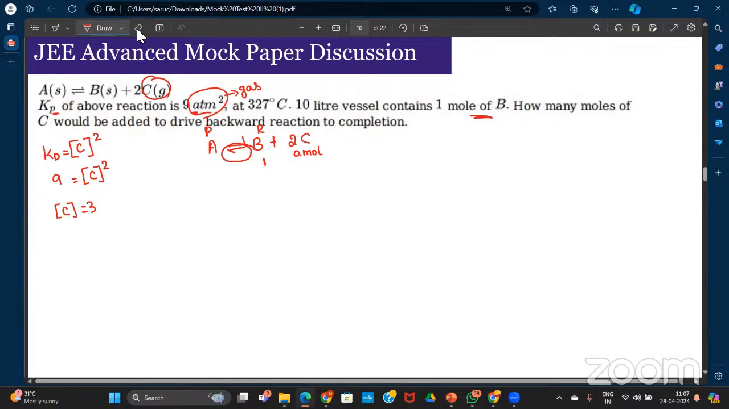So concentration is A mole. After the reaction is done, A minus, it is for the backward reaction. So in the backward reaction, A moles are formed. Consider A as a state, it forms.